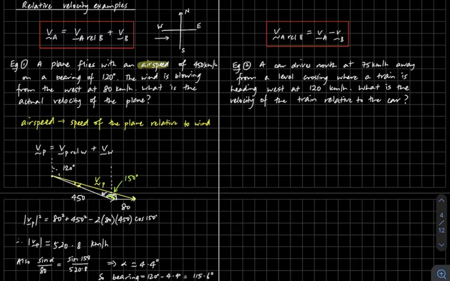Okay, so let's draw our two vectors here. We've got a car heading north at 75 kilometers an hour. So we could call that, well, because that's the thing that we want to find the velocity relative to, or actually let's just call it velocity of car. Velocity of train is heading west. So the train's going west at 120 kilometers an hour, and we'll call that the velocity of the train. And we want to find the velocity of the train relative to the car.